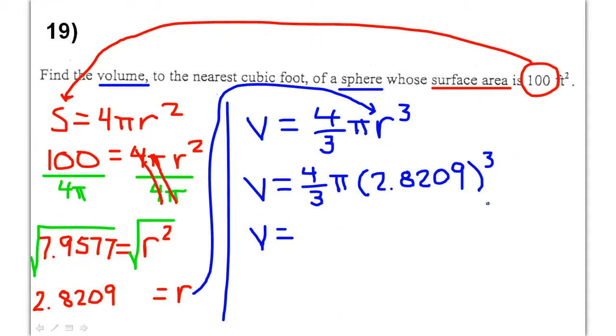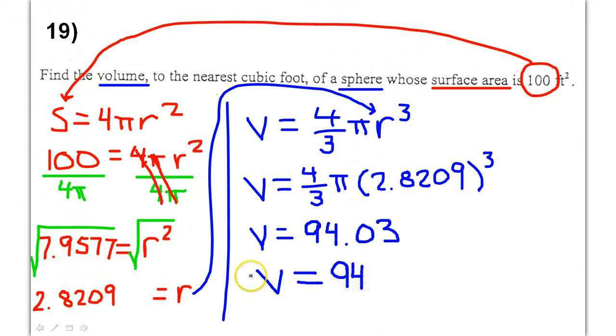2.8209 cubed, and I'm getting 94.03. Okay, well, you know what, it does say to the nearest cubic foot. So if I'm going to follow those directions, that just means round to a whole number. So 94 cubic feet. Alright, that is how you do number 19.